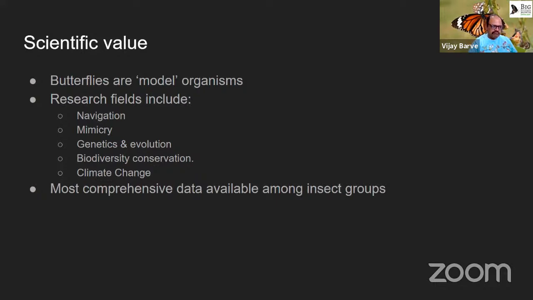People still don't know how they navigate. There are a lot of mimicry related aspects. I'll touch upon them in a little while. They are studied in terms of genetics and evolution, biodiversity conservation. There are a lot of interesting studies happening on that. Because they are very sensitive to climate change, that is another important thing where these insects are being studied. And if you look at the insect groups, butterflies probably have one of the most comprehensive data sets. Of course, there are huge gaps even in that data. But if you just compare the different insect groups, butterflies are one of the best studied organisms.